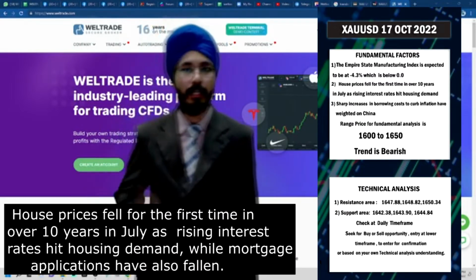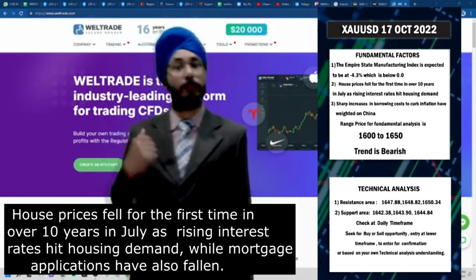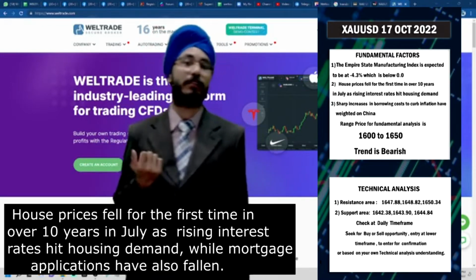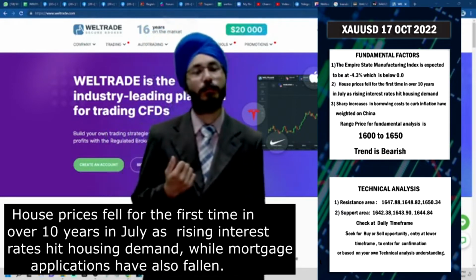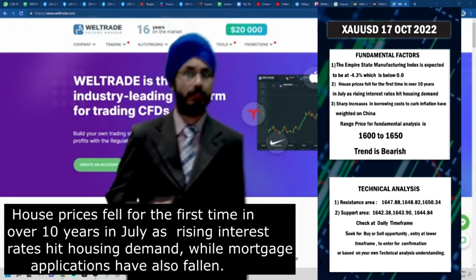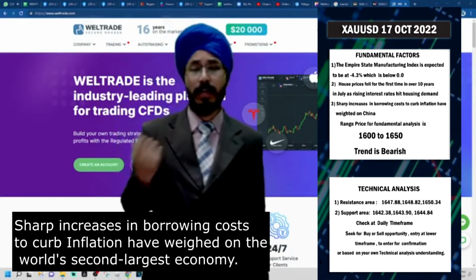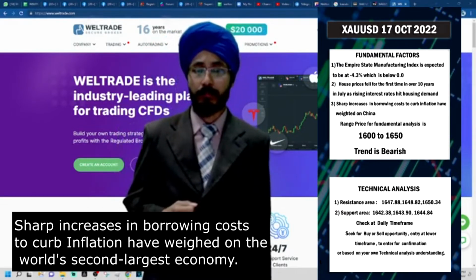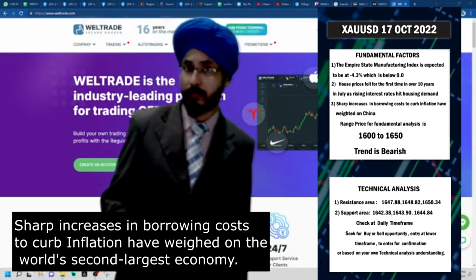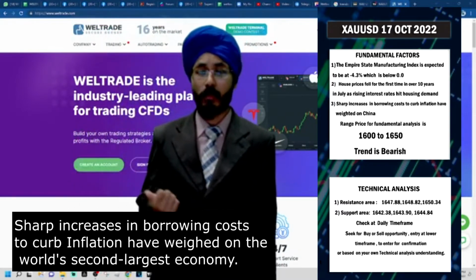Secondly, as we can see, house prices in the US have actually fallen, and this has happened for the first time in the past 10 years. And this has hit the demand for houses. As we can see, for China, a sharp increase in the borrowing cost has caused them to have issues with the economy. This will ensure that the US dollar will keep increasing, and it is likely to strengthen more by this week.